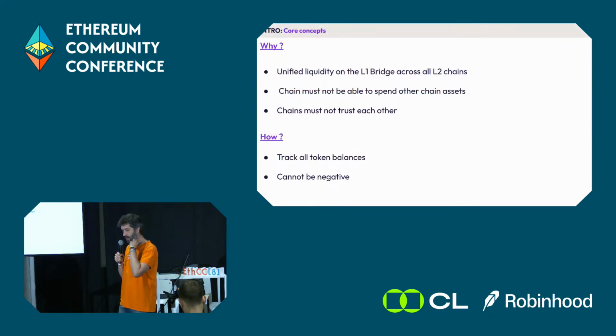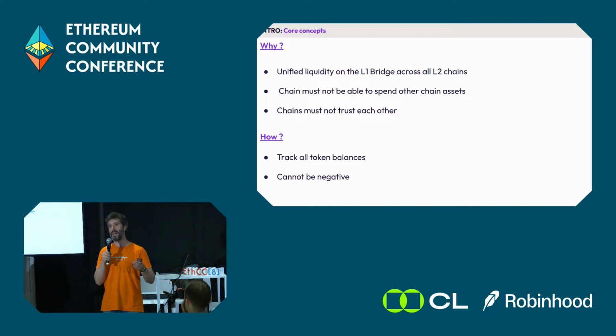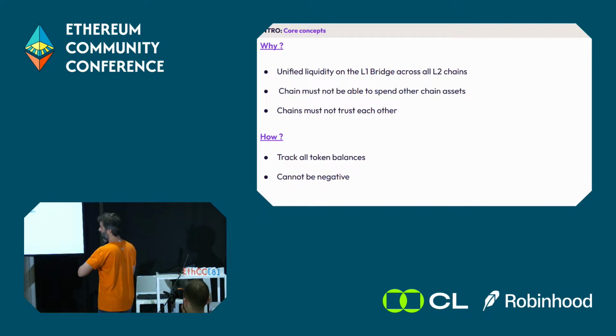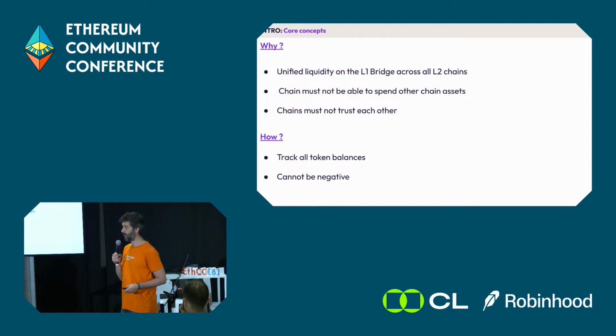And first of all is why we need the pessimistic proof. We need the pessimistic proof because we have a single smart contract on layer 1, which is called the bridge, LXLY, AggLayer LXLY bridge, whatsoever. Basically this bridge has all the liquidity across all the chains that are connected to the AggLayer. And what we want is that a single layer 2 chain cannot spend the assets of other chains. So it means that the chains must not trust other chains.